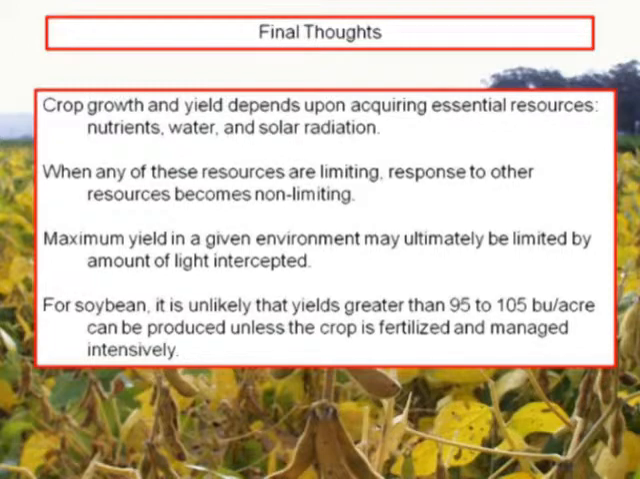I guess my curiosity would be, how much difference is there between what the verification program and University of Arkansas research has shown to be a top soybean management program, which is not giving us 95 to 105, except in a rare occasion? How much of a gap is there, either in fertility or?